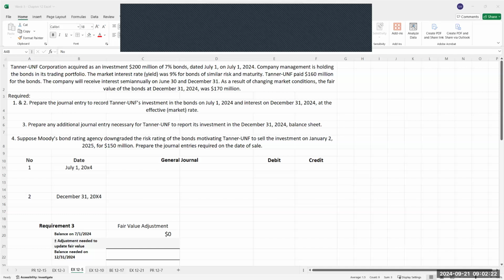The market interest rate yield was 9% for bonds of similar risk and maturity. Tanner paid UNF $160 million for the bond. The company will receive interest semi-annually on June 30th and December 31st. As a result of changing market conditions, the fair value of the bonds at December 31st, 2024 was $170 million.